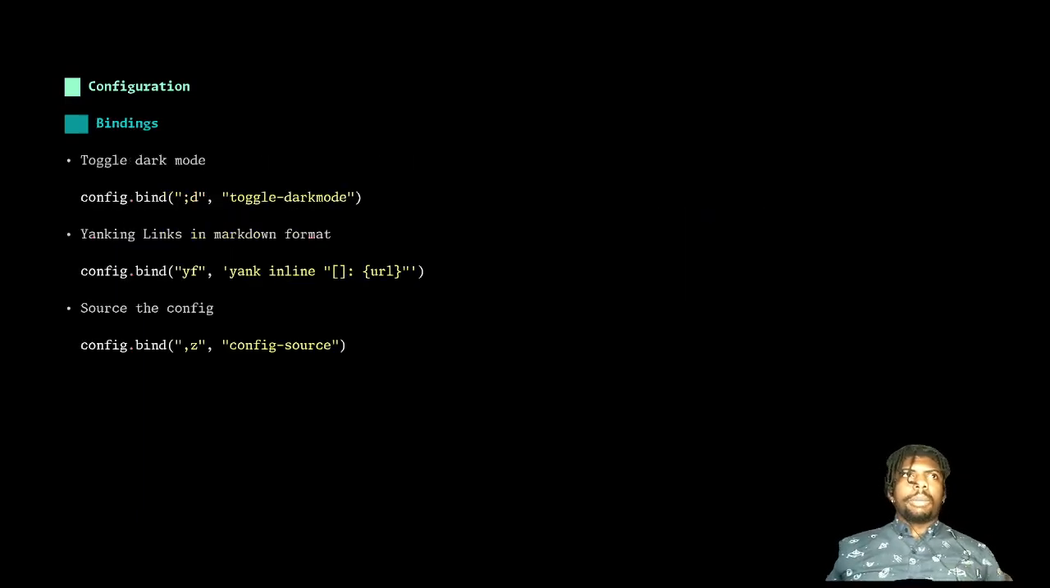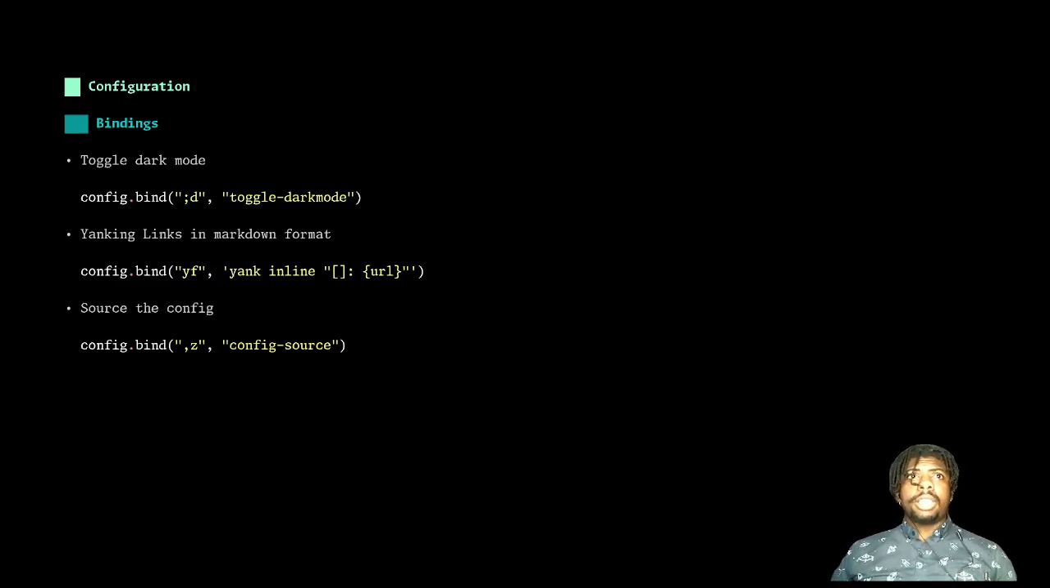Another thing that is included in the config is key bindings. I have a binding for toggling dark mode on and off, semicolon D, and I have committed this basically to muscle memory. So whenever I'm on a web page and I get blinded by the white screen, I can quickly hit two keys and boom, I have dark mode. It's that simple, it's that quick.